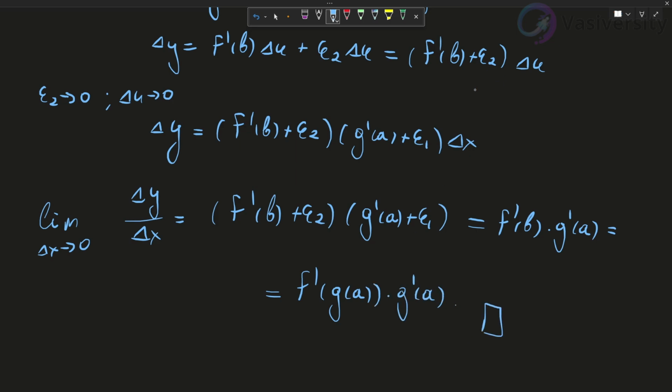You can expand on the details and explain what the epsilons are, but essentially that would be the end of the proof of the chain rule. All right, so next time we're going to take a look at implicit differentiation, and we will talk more about the chain rule. See you all next time.